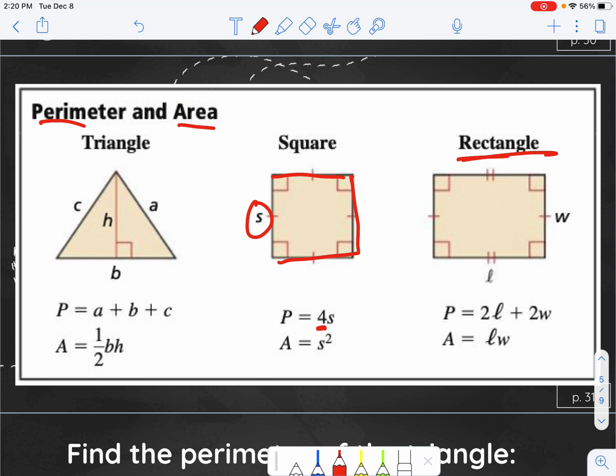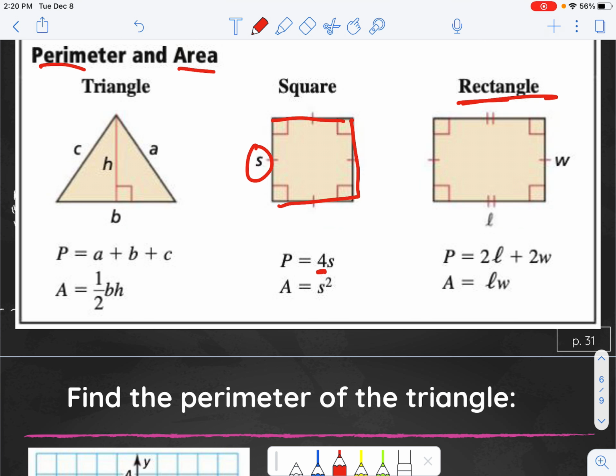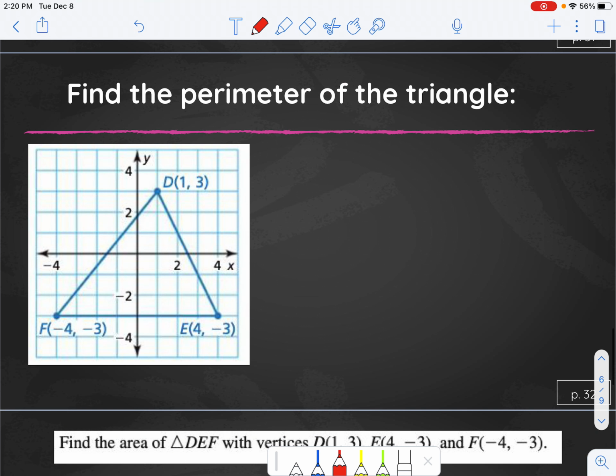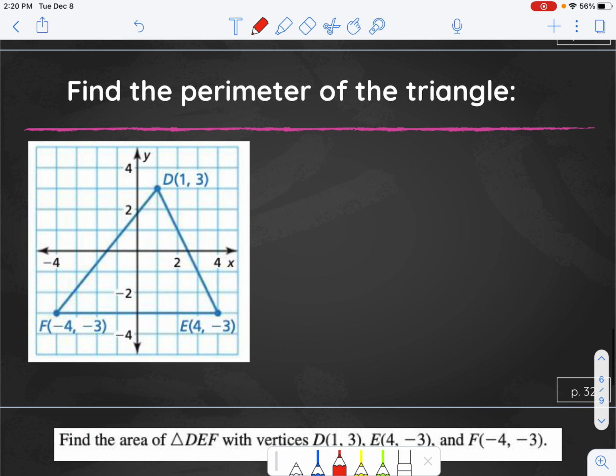And then same thing, a rectangle is very similar to a square. Well, yeah.